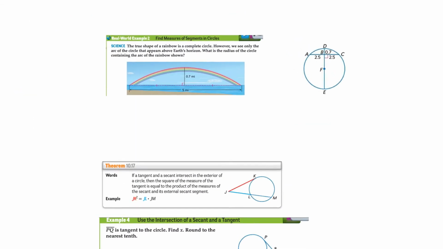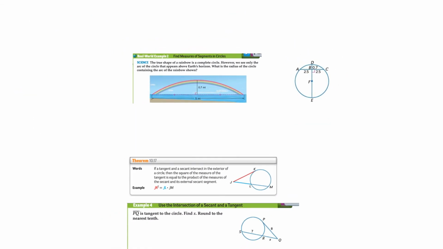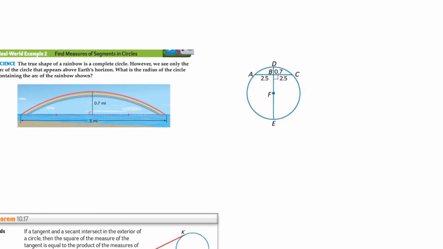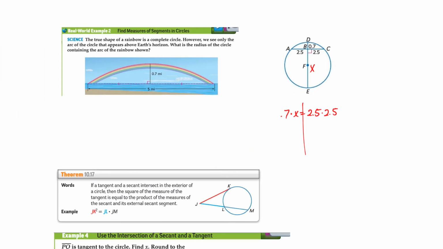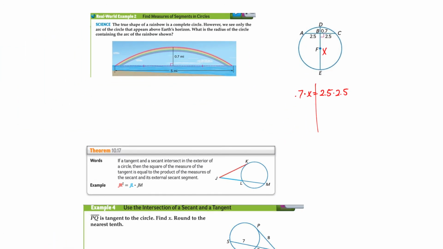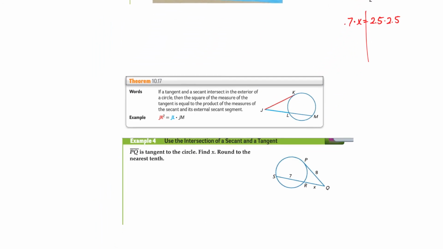Okay, on the back. So really, this one's in the wrong place. This is tied to the first group, where the two chords meet in the middle. So on this one, it would be 0.7 times x equals 2.5 times 2.5. I'm not going to work that one out, but this one's really tied to the first type of problems we did. Okay, let's go ahead and jump to this.